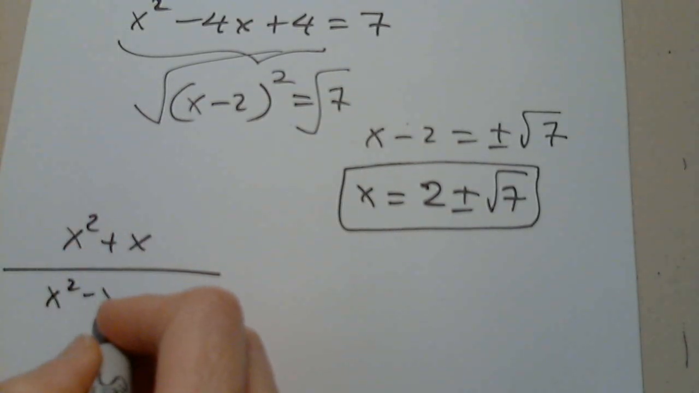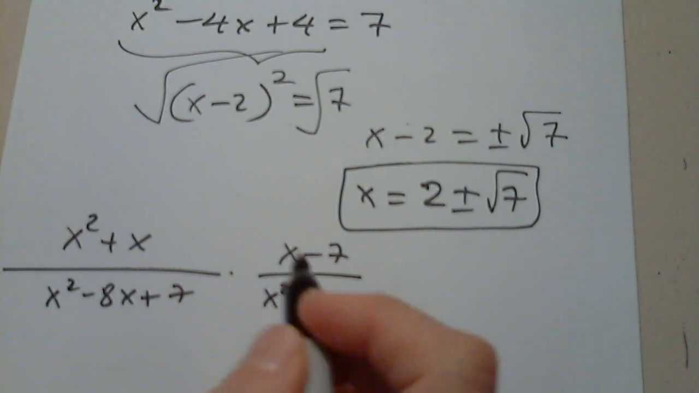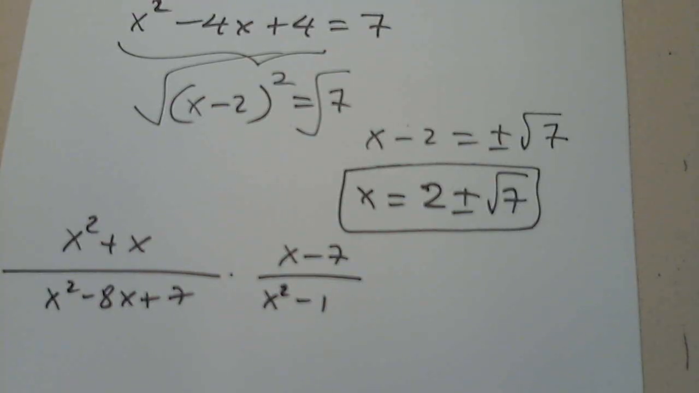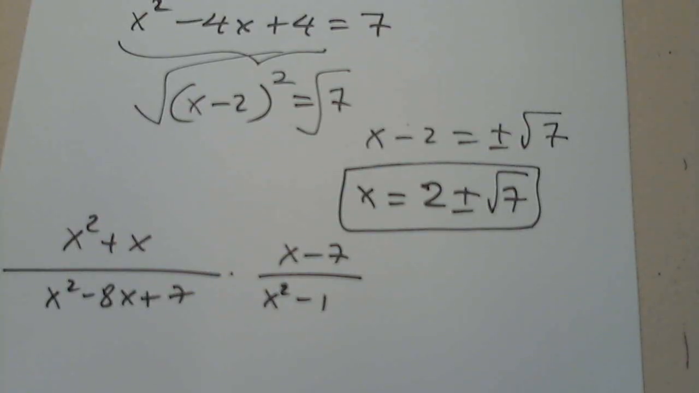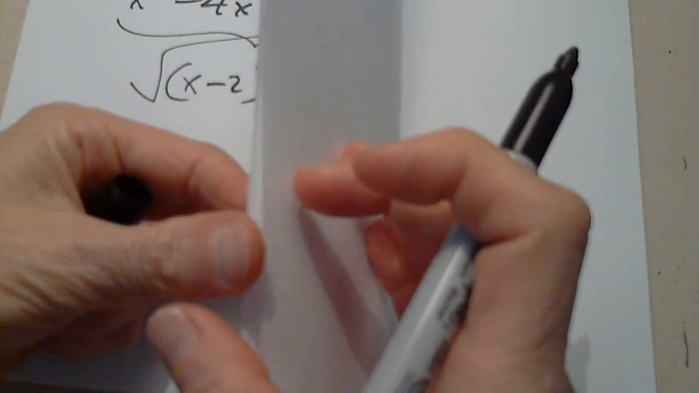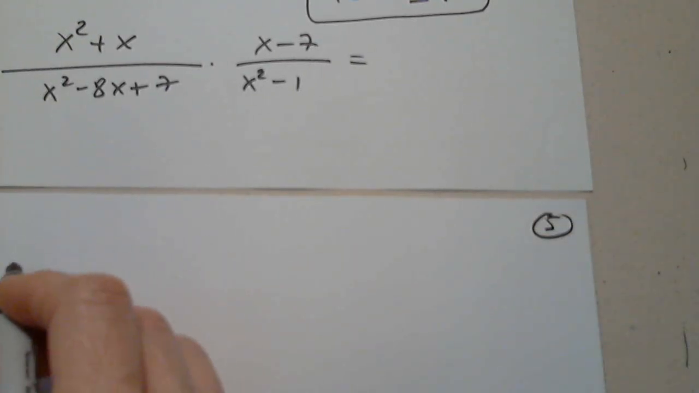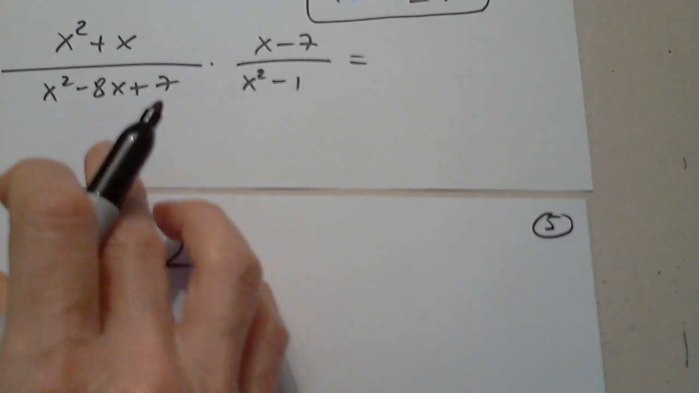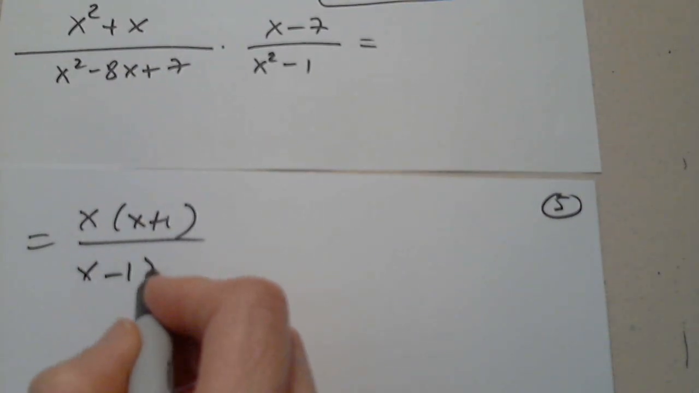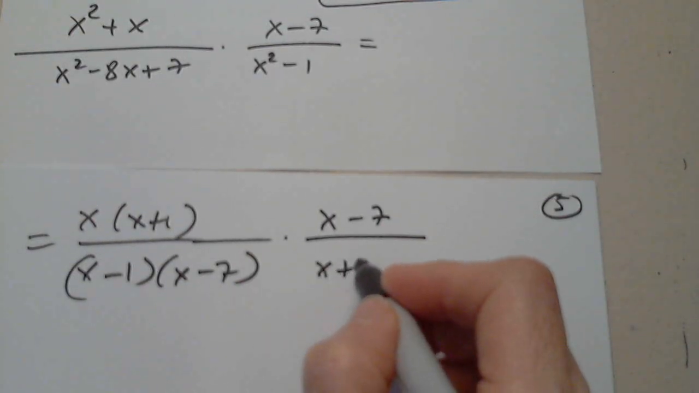Everything divided by x squared minus 8x plus 7, times x minus 7 divided by x squared minus 1. Good. So obviously we have to factor everything, state restrictions, and then simplify. The only thing I can do is factor out x. There is nothing else I could do here. So x plus 1. The denominator has to be factored into x minus 1 and x minus 7. The numerator is x minus 7, the denominator is x plus 1, x minus 1.